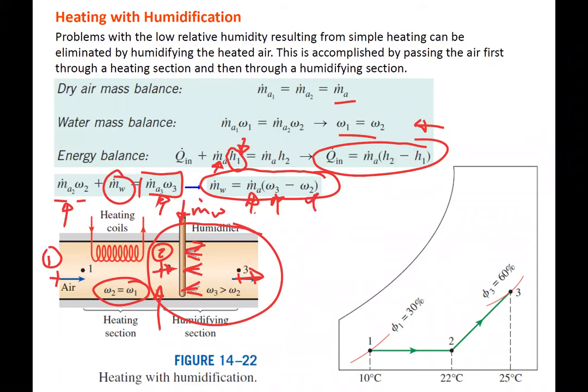So if we show this process on the psychrometric chart, they just put some numbers to it. We started off at 30% relative humidity, 10 degrees Celsius. So that gets us 0.1. We have our simple heating, so we have our horizontal line, because the specific humidity is the same. And then we have our humidifying section. They're typically spraying with hotter water to humidify. So we end up here. They wanted 60% relative humidity, 25 degrees Celsius. So we ended up there.